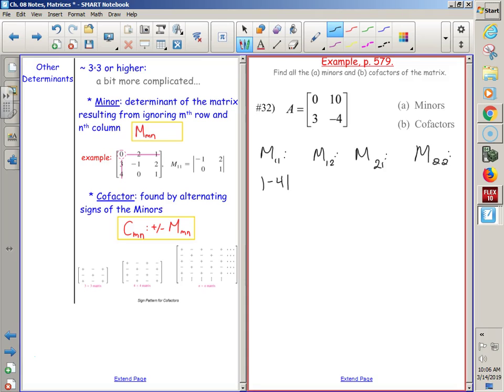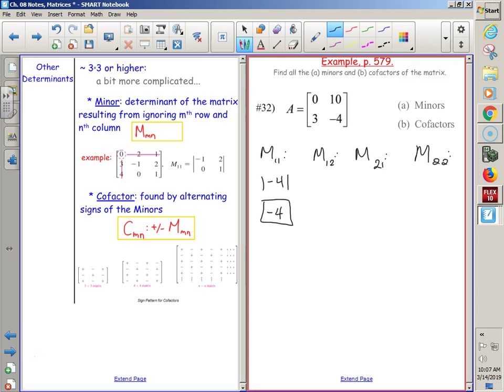Careful. The absolute value bars actually don't mean absolute value here. So what's the 4? It's itself. That's hard, right? But yeah, the minor is just going to be 4.